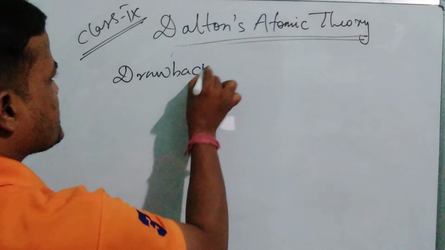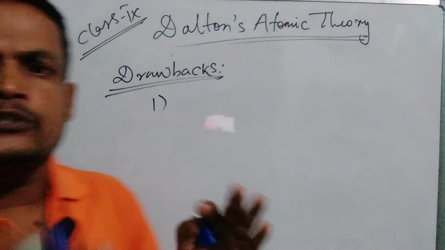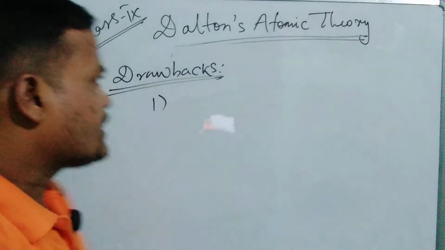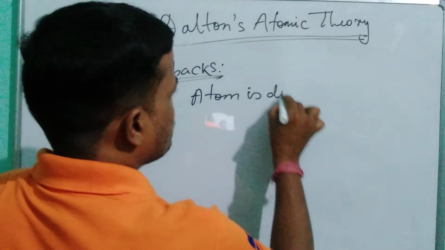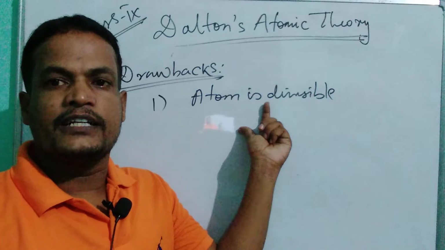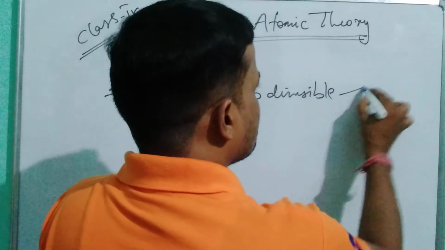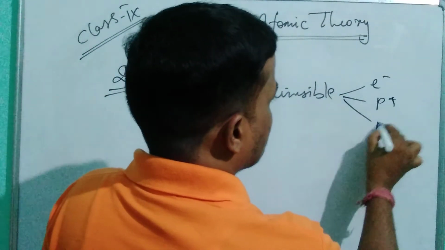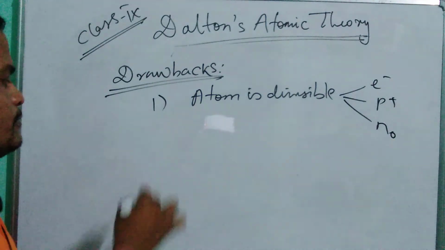Drawbacks. Number one, friends: according to Dalton's atomic theory, atom is indivisible, which cannot be divided further, but later the atom was found to be divisible, which contradicts the atomic theory of Dalton. It is divisible, giving rise to electrons, protons and neutrons. So electrons, protons and neutrons are produced, so it is divisible.